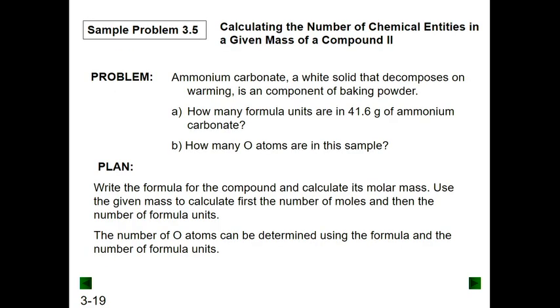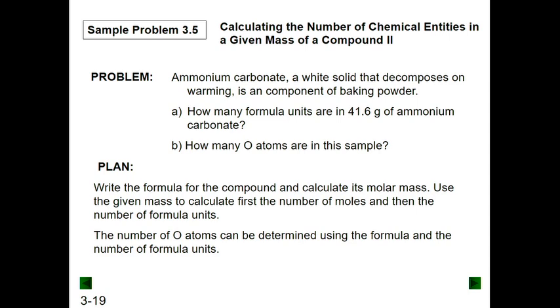So now, let's complicate the things a little bit more. Ammonium carbonate, a white solid that decomposes on warming, is a component of baking powder. How many formula units are in this quantity of ammonium carbonate? And then after, how many oxygen atoms are in this sample? Remember, we are talking about formula units because this is an ionic compound. The first thing we need to do is draw the correct formula for ammonium carbonate.